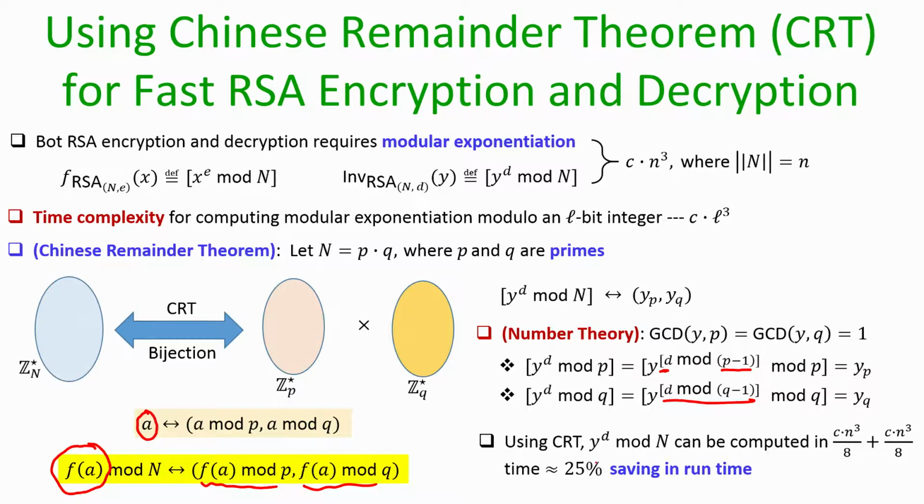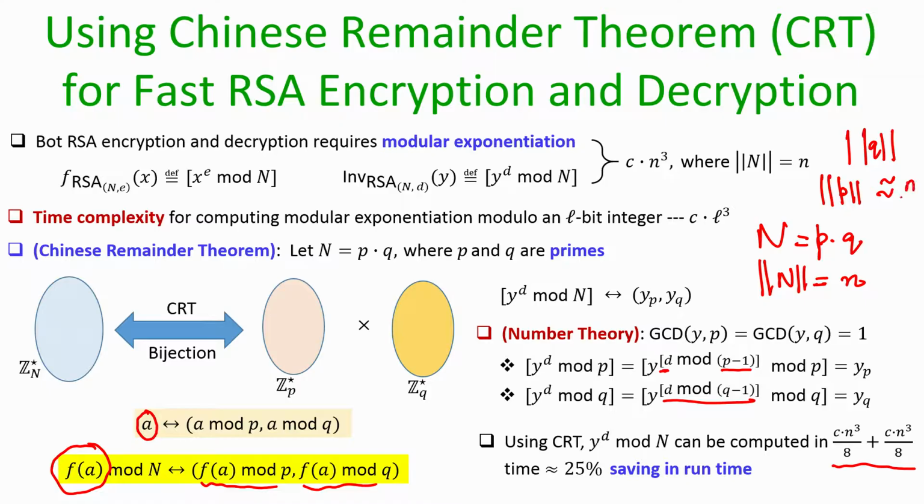Now, it turns out that using the Chinese remainder theorem, computing y to the power d modulo n requires you to perform 2 times c n cube over 8 computation. This is because my n is the product of 2 primes p and q, and the size of n is roughly n bits. Since n is the product of p and q, the size of the prime factors p and q is roughly n by 2 bits each. That means, to compute y sub p, I need to perform a modular exponentiation where the size of the modulus is n over 2 bits.